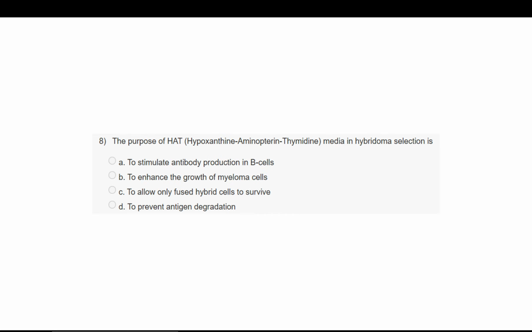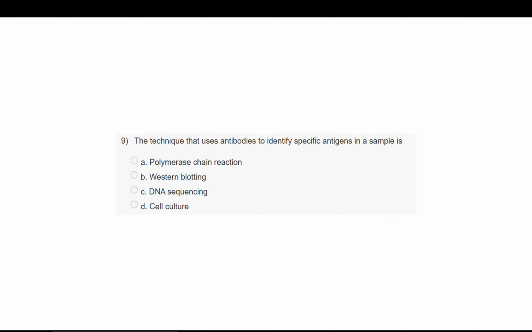The purpose of HAT, hypoxanthine aminopterin thymidine media, in hybridoma selection is to stimulate antibody production in B cells, enhance growth of myeloma cells, allow only fused hybrid cells to survive, or to prevent antigen degeneration. The answer is it allows only fused hybrid cells to survive.